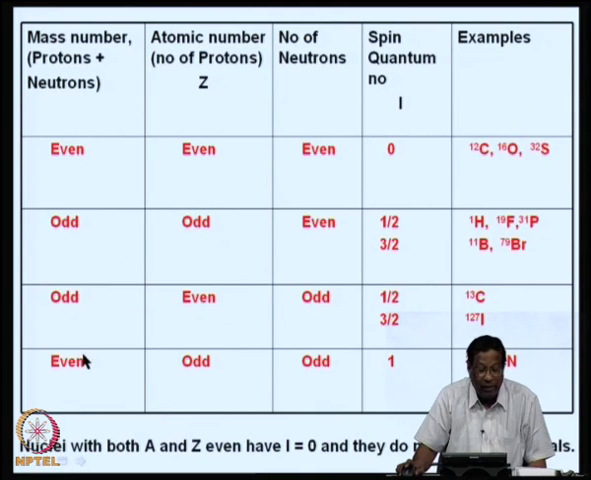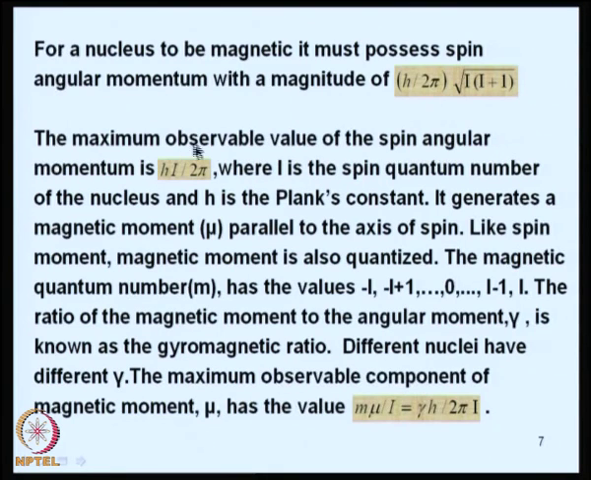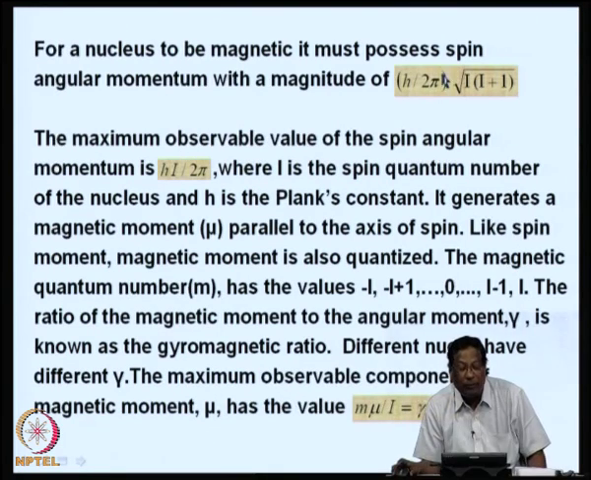And then we can have even mass number where both protons and neutrons are odd, and these are the examples 2H and 14N. So, nuclei with both A and Z even have I equal to 0 and they do not give NMR signals. So, for a nucleus to be magnetic, it must possess spin angular momentum with a magnitude of h by 2 pi times the square root of I into I plus 1.